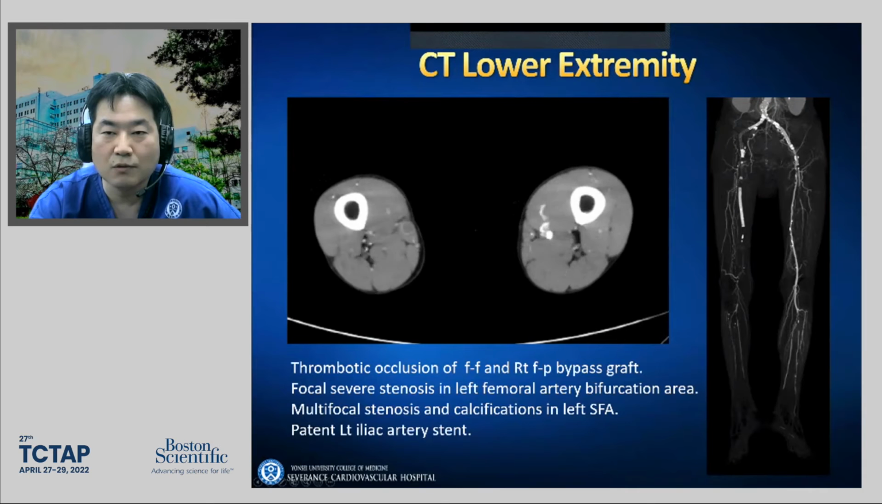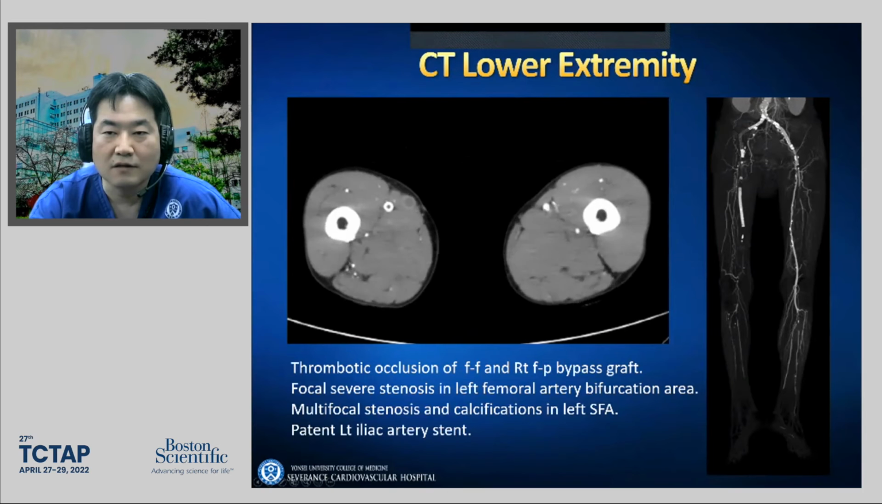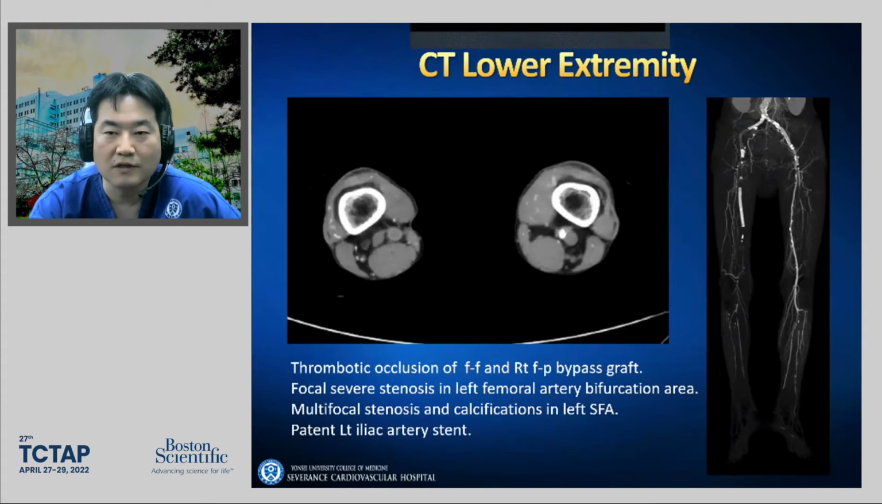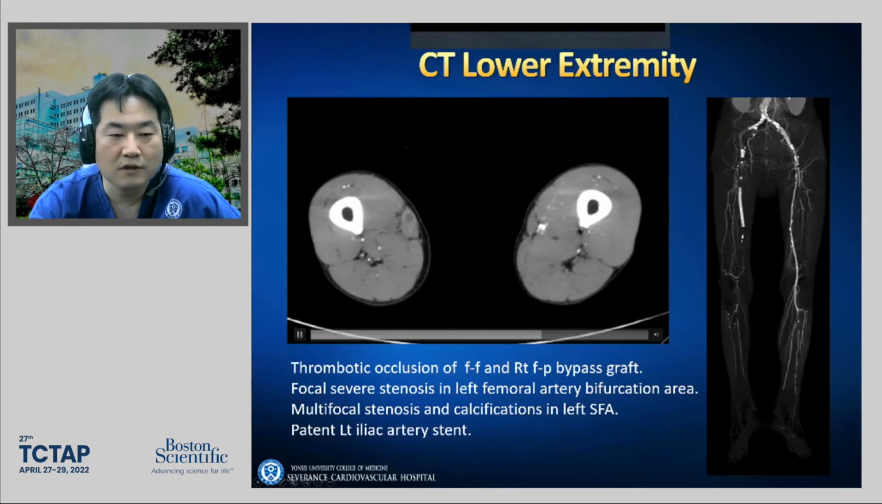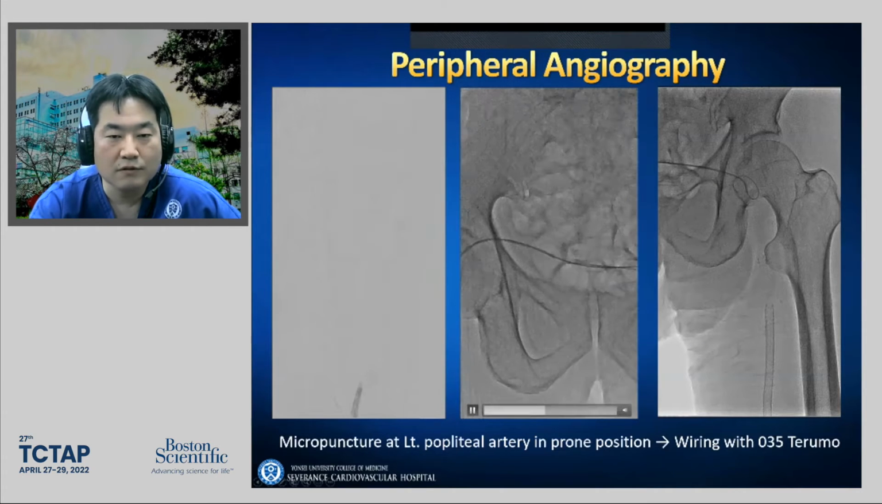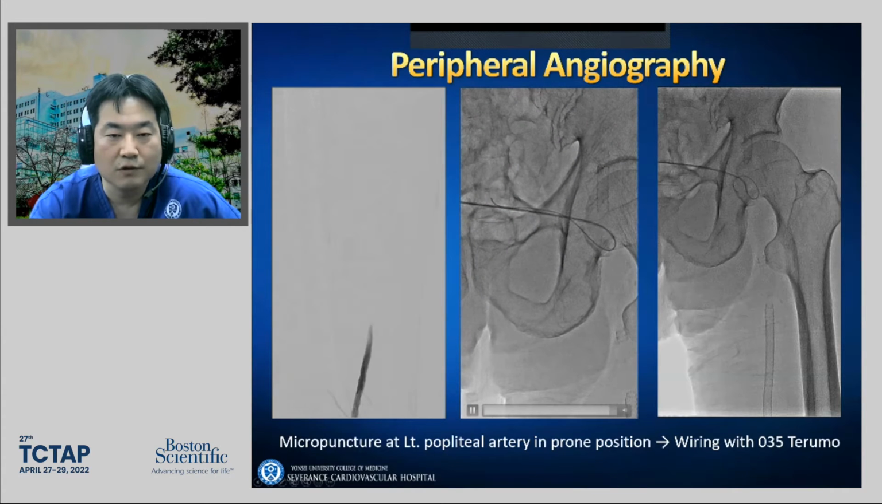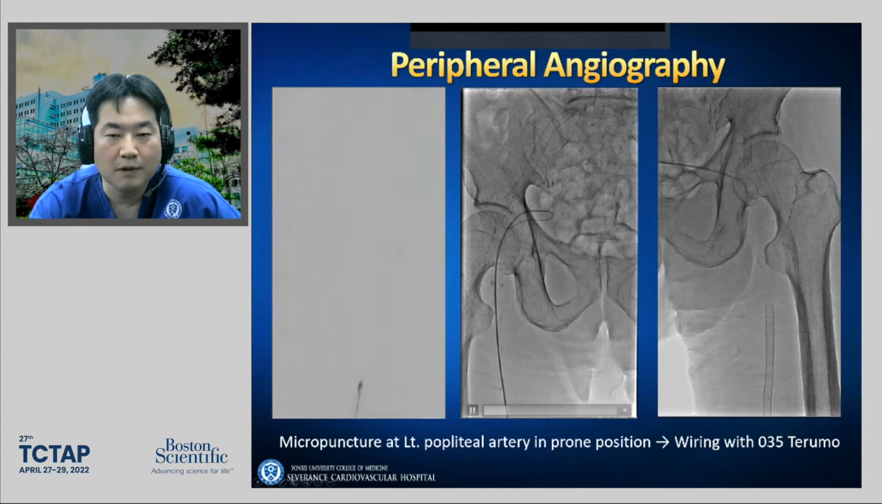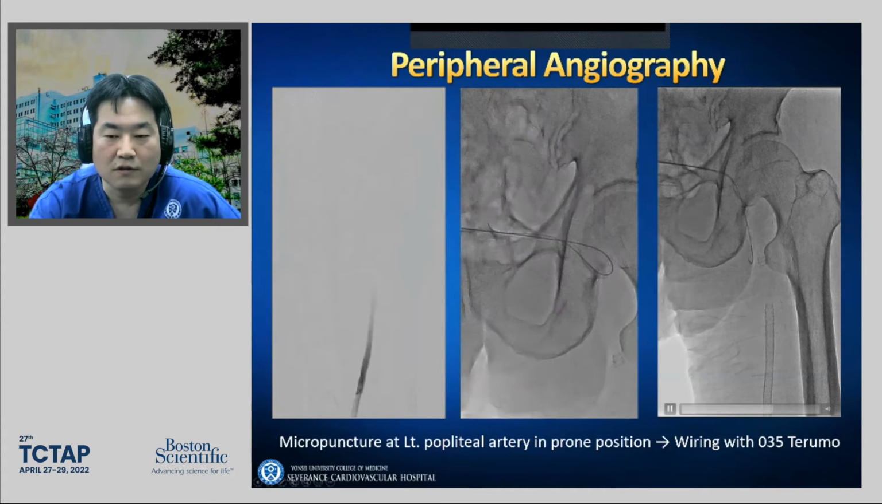There are already some occluded left common iliac artery, and the iliac graft was already occluded in previous years. So the only approach site could be the left popliteal artery, with the patient in a prone position. With the popliteal approach, the wire transferred very smoothly to the common femoral, superficial femoral, and the fem-to-fem bypass, and then the wire went down to the contralateral side.